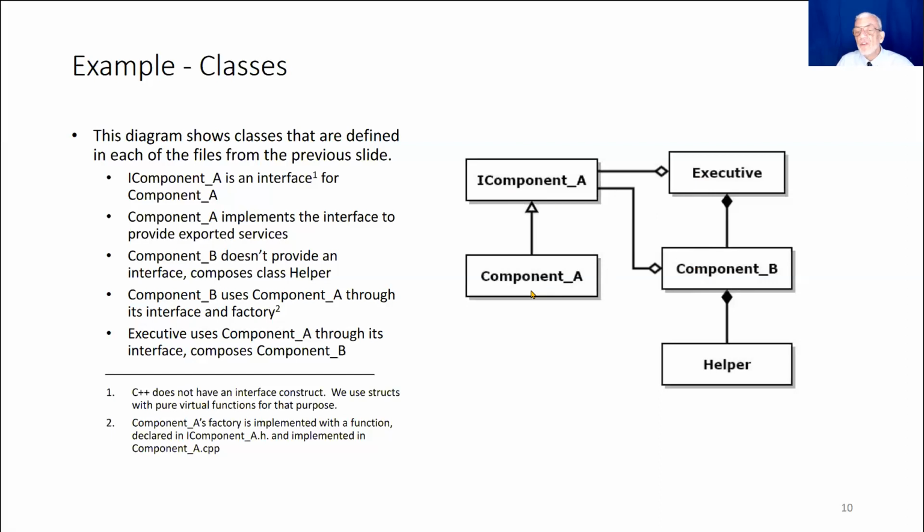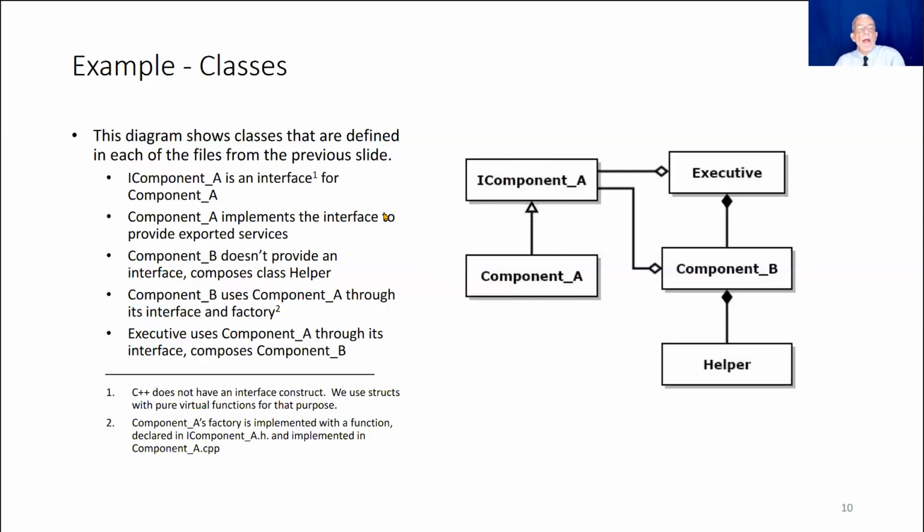And in component A's implementation, after the component A class is declared, the factory function is implemented. That implementation has to see the declaration of the component A class before it will compile. But so that organization, the interface has a declaration for the factory function, and component A defines the factory function after it's defined its primary class, the class that the factory function is going to create.